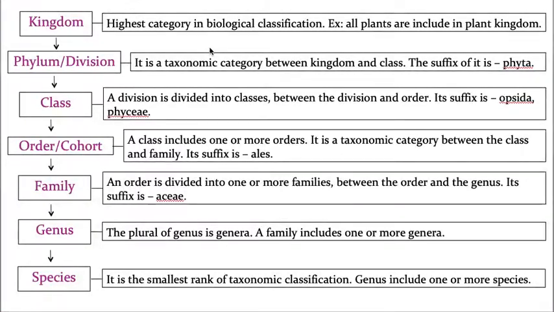Now if you take phylum, it comes under the kingdom, and it is a taxonomic category which is present between kingdom and class. See, between kingdom and class you can see the phylum. And when you are writing the phylum for plants, you have to use the last word ending with phyta: Bryophyta, Pteridophyta, Thallophyta. Like that, the suffix, that means the last word, must be phyta.